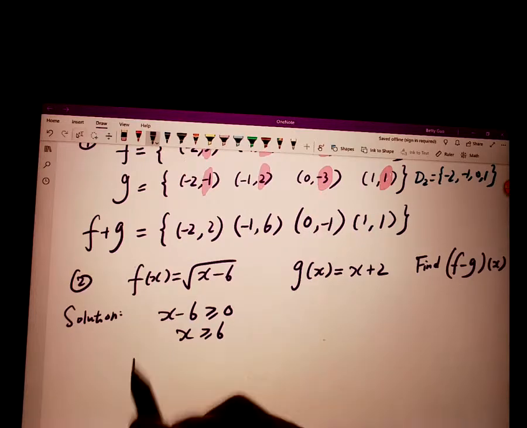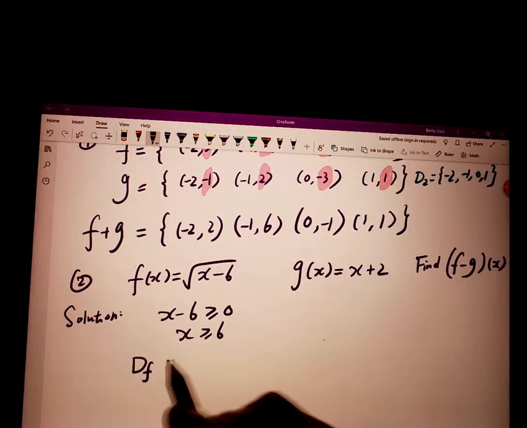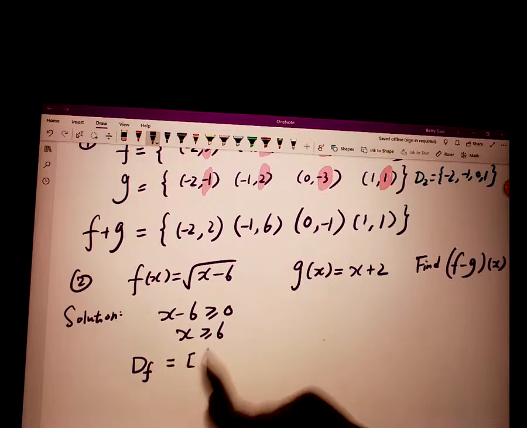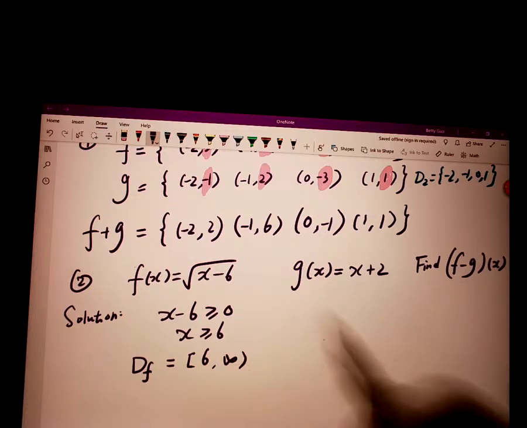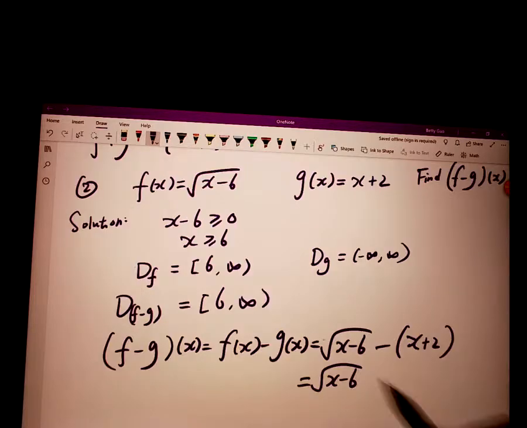For f, I'm going to use this notation. D of f is the interval from 6 to infinity, left closed, right open. And the domain for g is all real numbers except x equals 2. Is that understandable? It's pretty simple, straightforward, right?